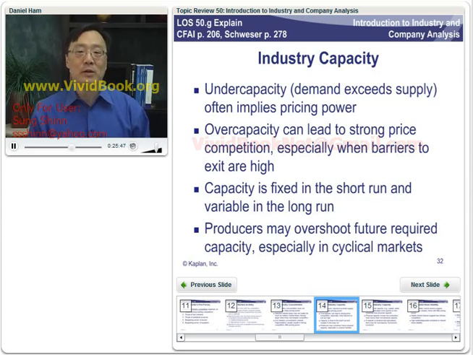But the other thing that could potentially happen is that producers may overshoot future required capacity, especially in cyclical markets. Here's what's happening. Let's say currently the whole industry is under capacity. Everybody says, hey, wait a minute, we could produce more and make more money. Good thing, right? So they all produce and they all overshoot their capacity. Not only that, but the cycle could turn, and now you're in a contractionary part of the market, and you've been hit by both overshooting the future capacity, and if everybody did that, you're going to have a huge overcapacity, plus the cycle works against you.